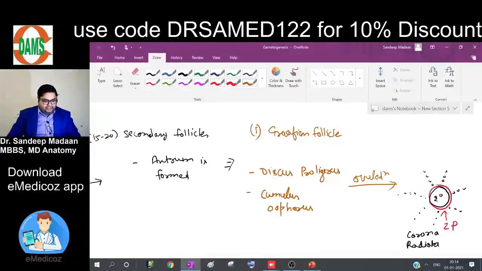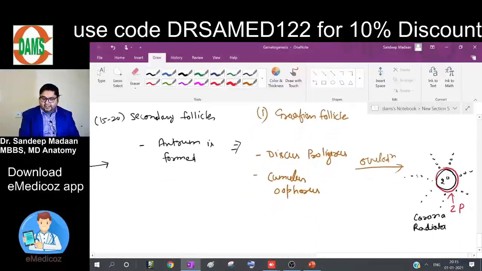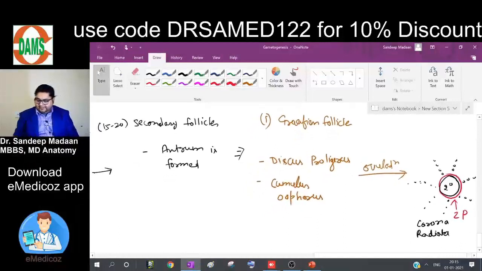Is that okay? Yes. And when the spermatozoa are coming, first layer they have to cross is the corona radiata, then they will approach the zona pellucida. Is that okay? Yes. Are you guys done up to this? Have you understood? All right.